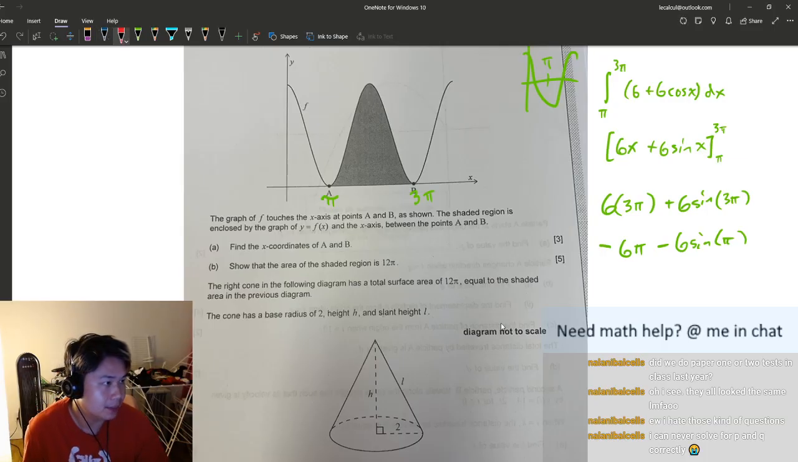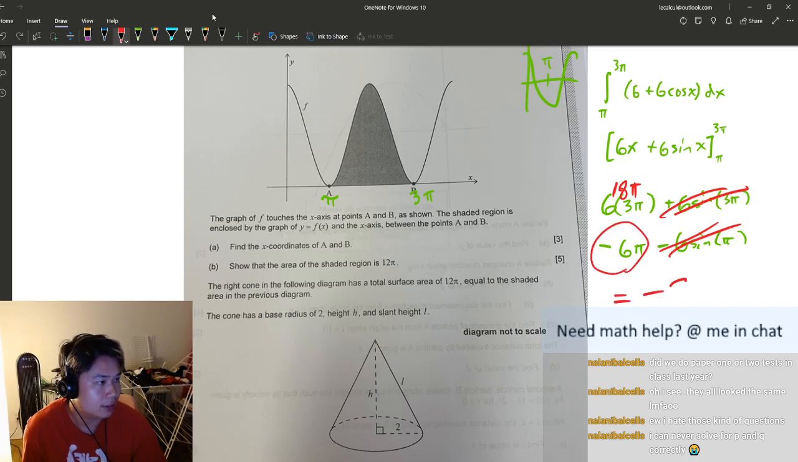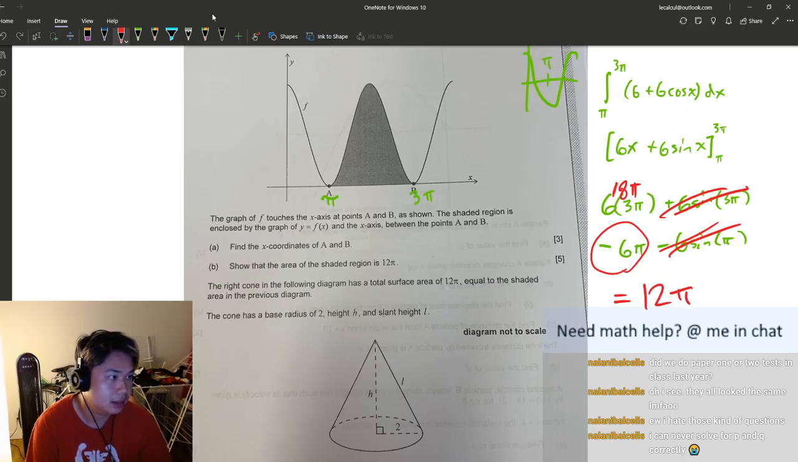Every multiple of pi, sine is 0. So these are all 0. Don't worry about them. So what do we have? We have 6 times 3, which is 18. 18 pi minus 6 pi, so that is equal to 12 pi. Easy peasy.